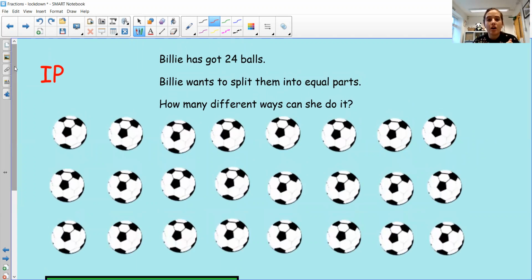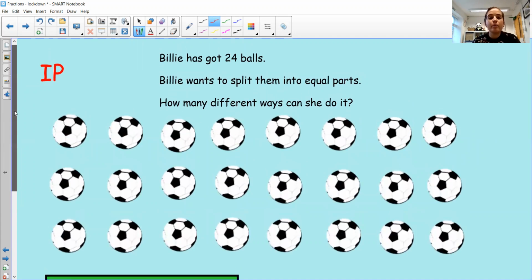And this is your task for today. I'm going to start you off, but actually you're going to go away after this and use the resources that you've got around you to represent Billy's balls. So Billy has got 24 balls. Billy wants to split them into equal parts. How many different ways can she do it?